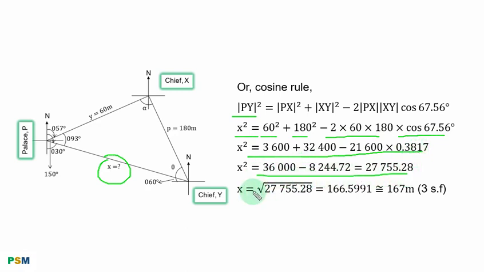To get S, you take the square root of both sides and you have 166.5991. To 3SF, you have 167 meters. The same results obtained when we used sine rule. The same results you have here.